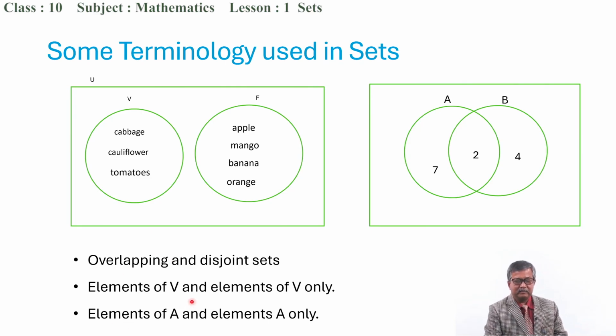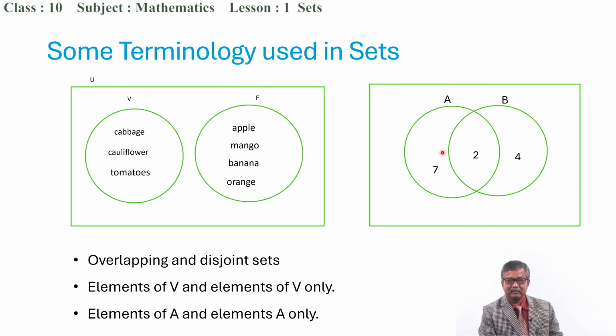Now, elements of set B and elements of set B only. What do you know about it? Elements of set B and elements of set B only in this case, its meaning is what? Both are the same, isn't it? Elements of set B are cabbage, cauliflower, tomatoes. And elements of set B only are also the same, because there is no overlap here.